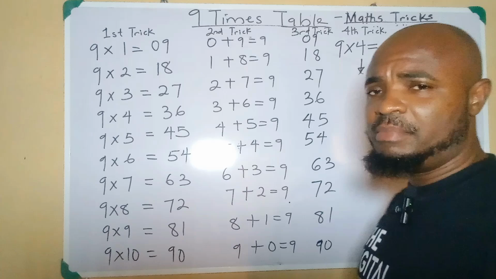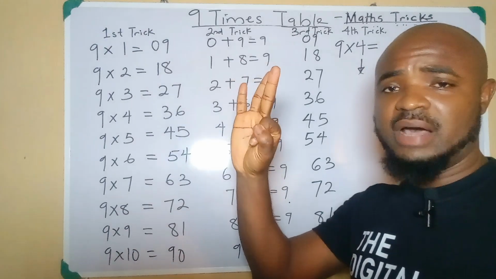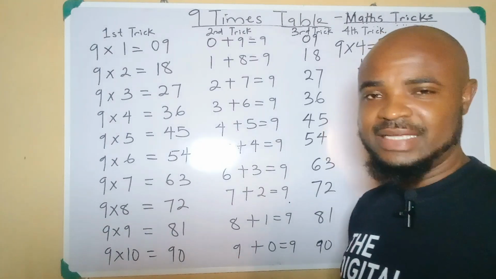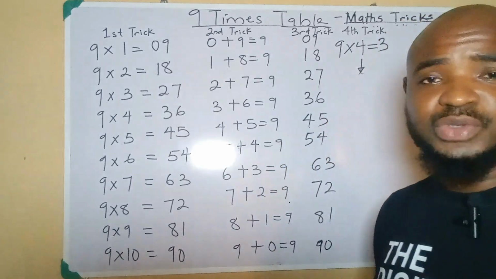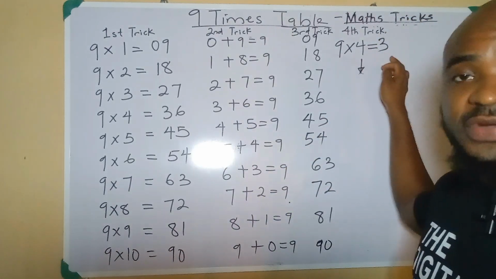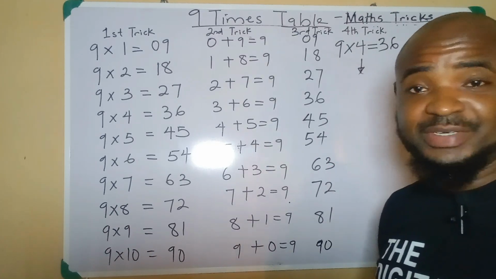Good. So the number before 4 is what? If I count one backward, what do I have? 3. Good. So 3 will form one of the digits for my answer. Alright, so when I'm done doing that, the 3 I've written here, I'm going to subtract it from 9. I will subtract 3 from 9. 9 minus 3 will give me what? 6. And that is 36. Amazing, right? Yes, it is.